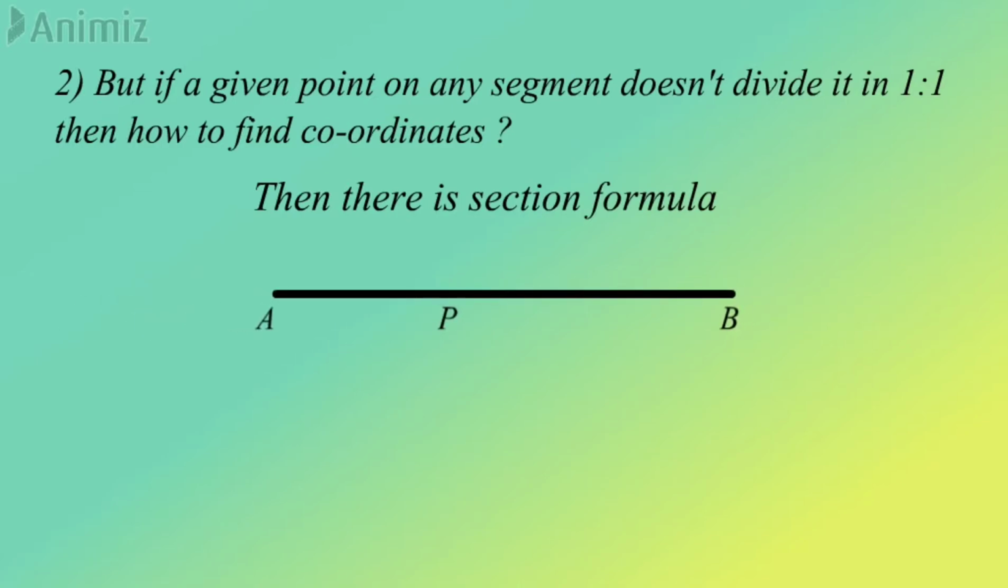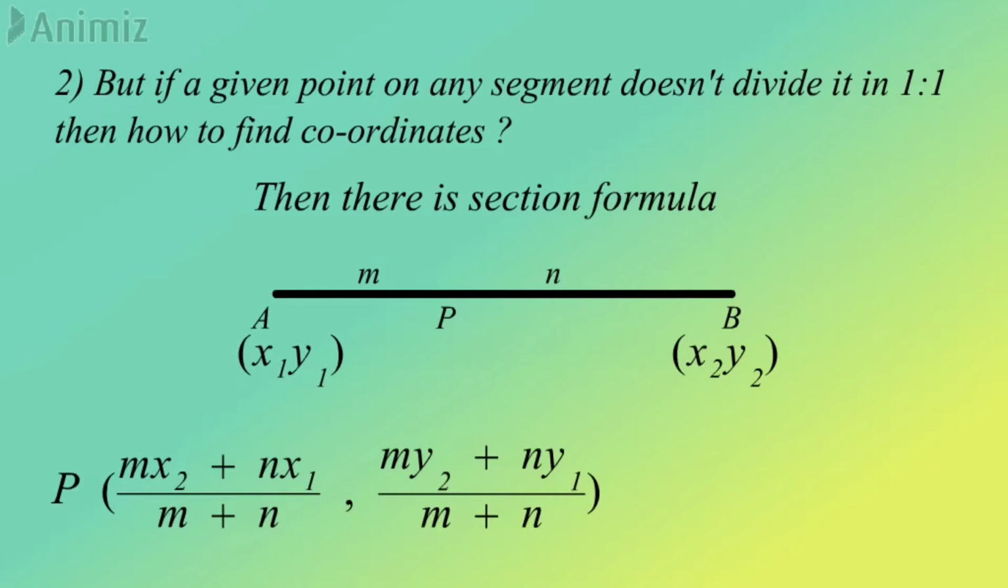Now consider the A, coordinates are x1, y1. B, coordinates are x2, y2. Now I have considered the point P in such a way it divides the segment into ratio m:n, which is not equal to 1:1. Then coordinates of P, how will you calculate? Yes, x coordinate you can calculate by using formula (mx2 plus nx1) upon (m plus n), and y coordinate (my2 plus ny1) upon (m plus n).